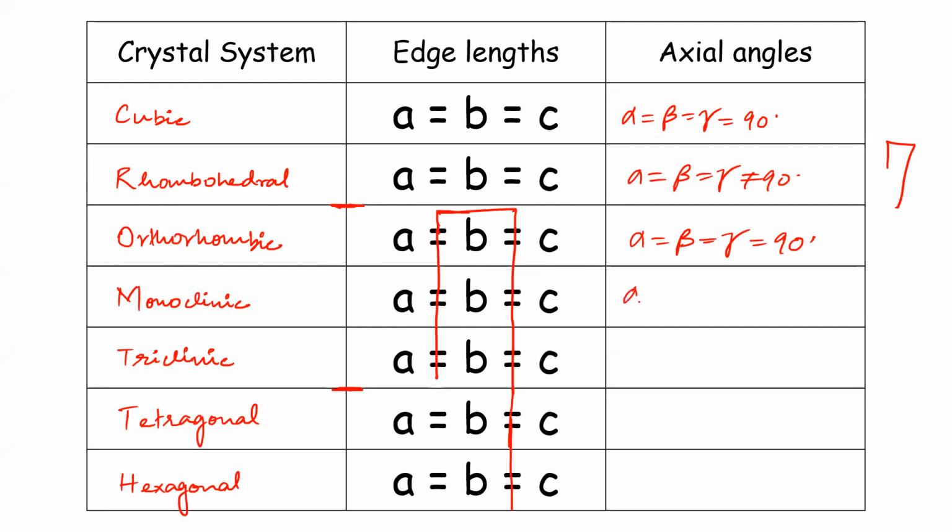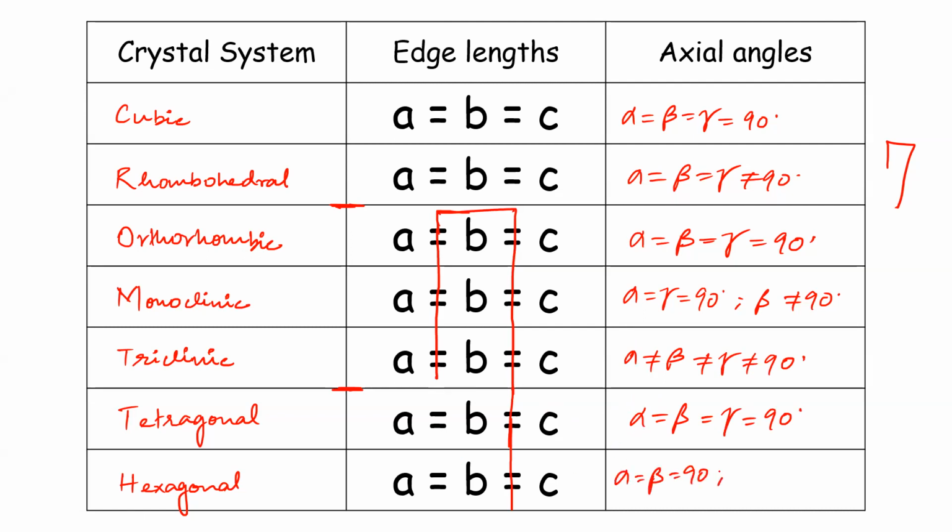Now monoclinic, you have to remember alpha is equal to gamma, it is equal to 90 degrees. But you have beta, which is not equal to 90 degrees. Then you have triclinic. Now triclinic is what? Triclinic is alpha is not equal to beta, it is not equal to gamma, and these are also not equal to 90 degrees. Tetragonal. So tetragonal will be what? Tetragonal will be alpha is equal to beta, it is equal to gamma, it is equal to 90 degrees because it is a child of cubic, you can see. And in hexagonal, alpha is equal to beta, it is equal to 90 degrees. And you have gamma, which is equal to 120 degrees.